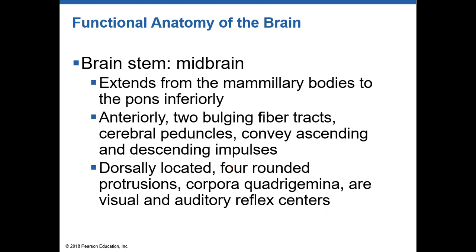This area has, anteriorly, 2 bulging fiber tracts called cerebral peduncles. And the whole point of this is to convey those ascending and descending impulses that we are receiving. Now, dorsally located, which means behind or posteriorly, there are 4 rounded protrusions called the corpora quadrigemina, and these are for visual and auditory reflexes.